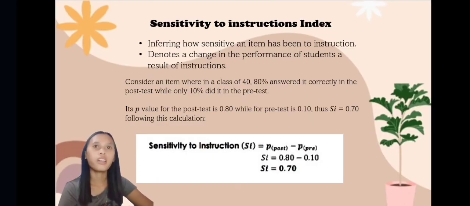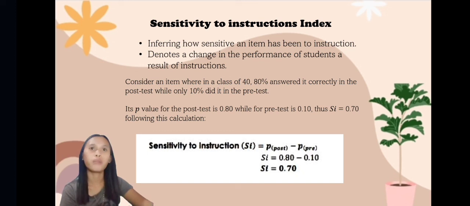So, consider an item where in a class of 40, 80% answered it correctly in the post-test while only 10% did it in the pre-test. So its p-value for the post-test is 0.80, while the pre-test is 0.10. Thus, S sub I is equal to 0.70 following this calculation.